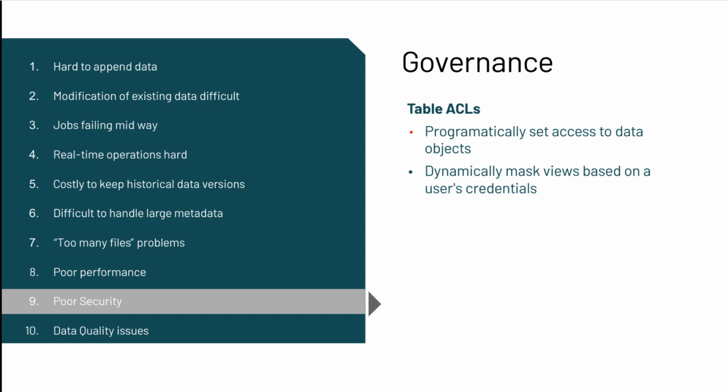When it comes to poor security, when we're using Delta, we can actually use table ACLs to programmatically set access to data objects and dynamically mask views based on users' credentials. This also makes it easy to monitor governance and know where your data is, where it's coming from, and how you want it to flow through your system.